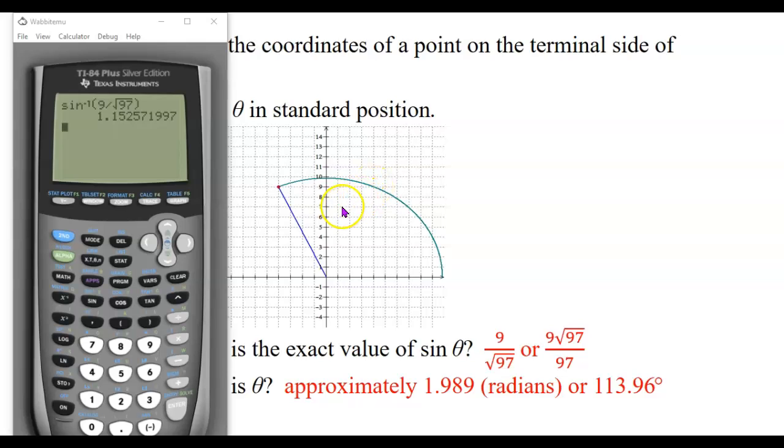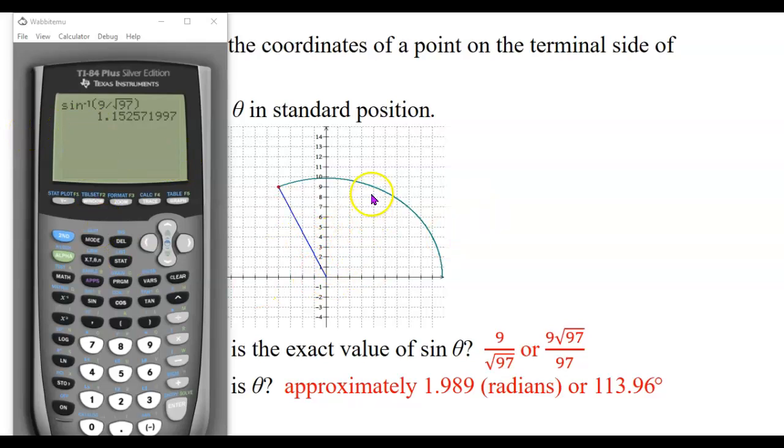Remember, arc sine always gives you an angle that's somewhere between -pi/2 and +pi/2, or somewhere between -90 degrees and +90 degrees if you're in degrees. But it gives you an angle somewhere in quadrants 4 or 1. But the angle that we're dealing with here, hopefully you can see, is in quadrant 2.